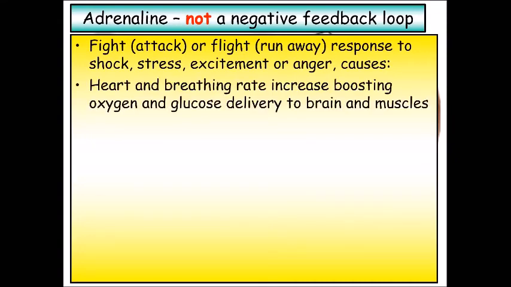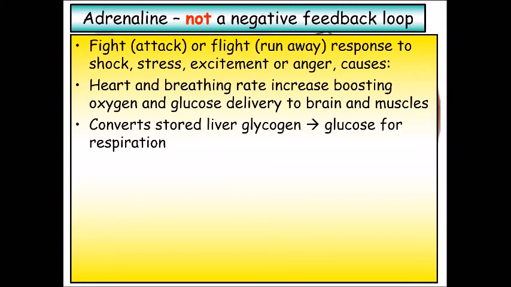So heart rate and breathing rate will increase, which means we get more glucose and oxygen to the brain and the muscles where it's going to be used. It also liberates a lot of glycogen into glucose, which is dumped directly into the bloodstream, which is going to be used for respiration because muscles will run on enhanced energy demand because we're going to have to run away or fight something.